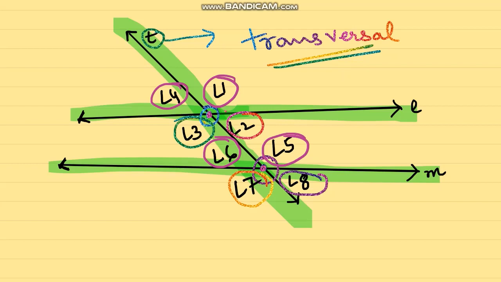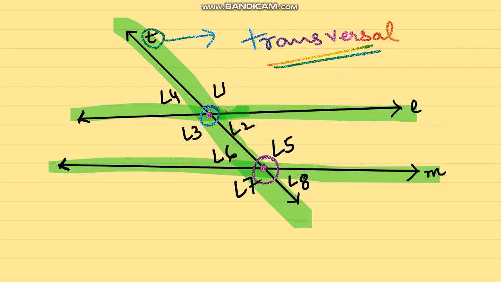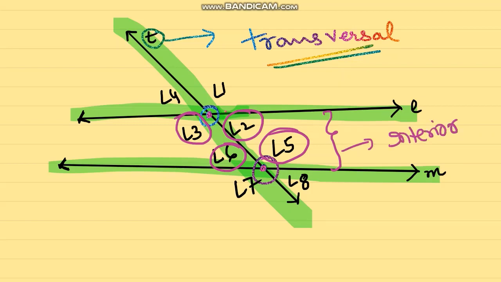Now, do you remember what are alternate angles? Now let us see what are alternate angles. Now see, angle 2 and angle 6 form a pair of alternate angles. Similarly, angle 3 and angle 5 form a pair of alternate angles. And since they are between these two lines, trapped between these two lines, they are known as interior alternate angles.